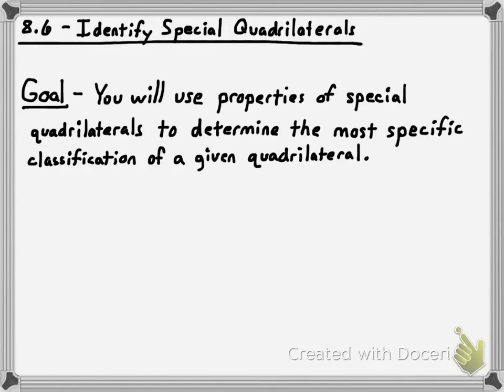We're going to be wrapping up Chapter 8 in this video. You've been learning about special quadrilaterals, whether it's parallelograms, rectangles, rhombuses, squares, kites, or trapezoids. And what we're going to be doing in this section is summarizing all of that information more or less.